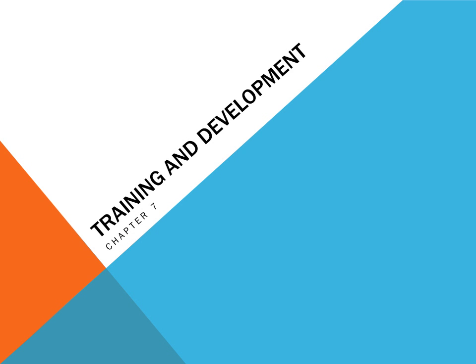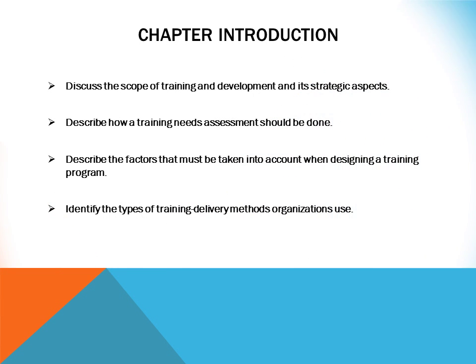Training and Development, Chapter 7. Chapter Introduction. In this chapter, you will learn how to discuss the scope of training and development and its strategic aspects, describe how a training needs assessment should be done, describe the factors that must be taken into account when designing a training program, and identify the types of training delivery methods organizations use.